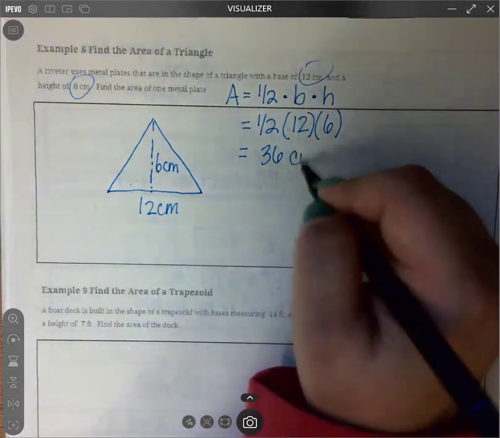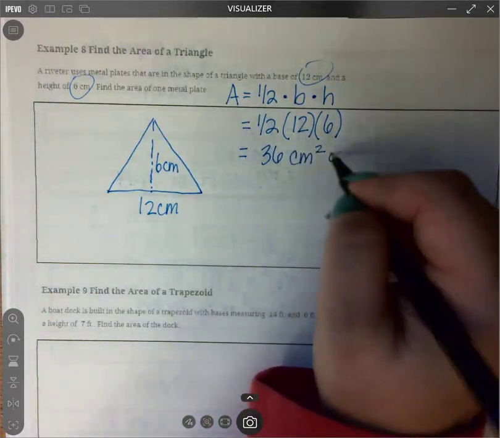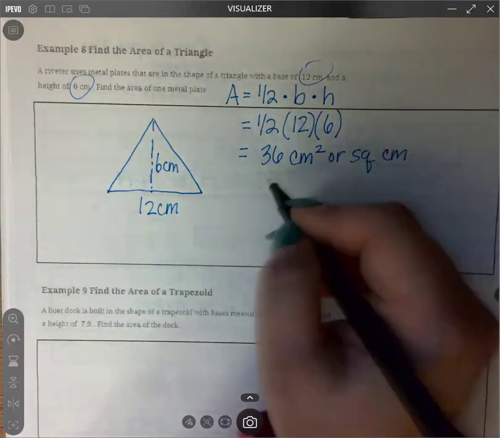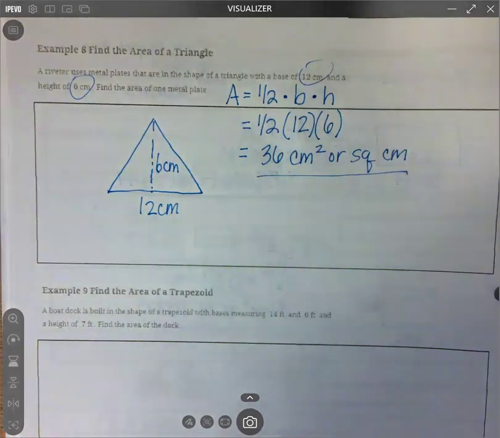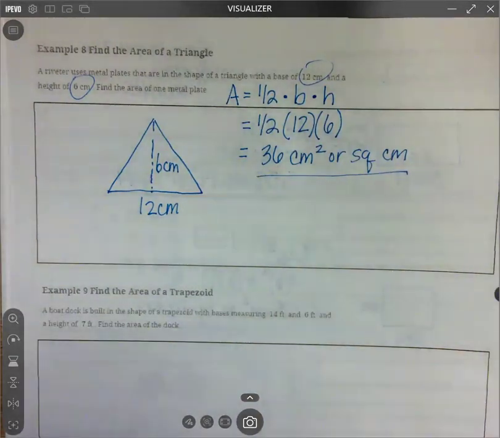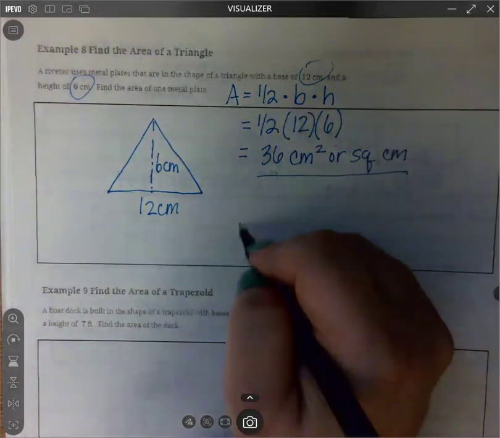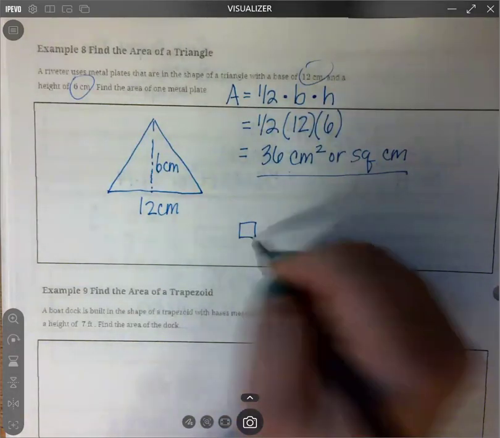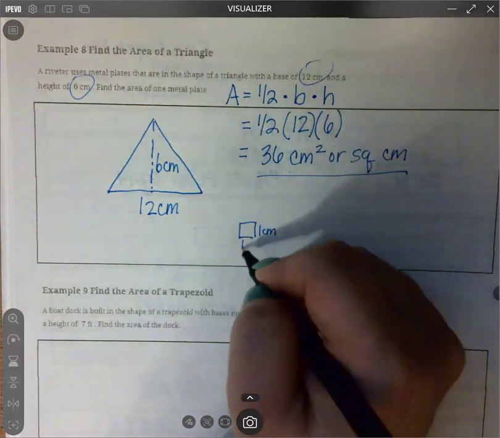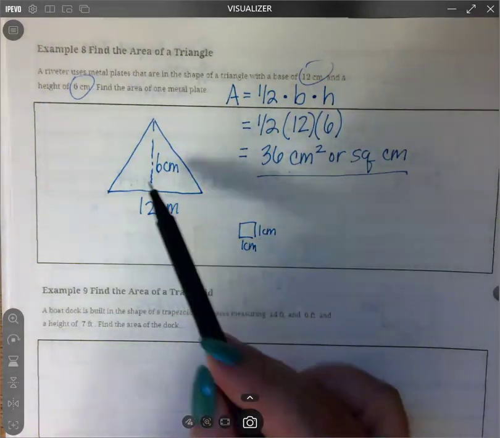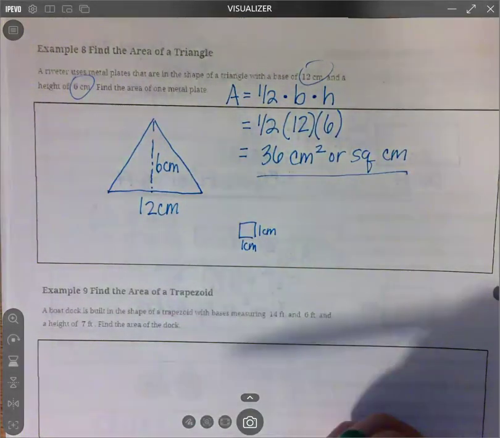Again, you can use your calculator if you need to. So 36 centimeters squared, or square centimeters. In this case, what you're visualizing is a square that is 1 centimeter by 1 centimeter, and it would take 36 of them to fill the triangle.